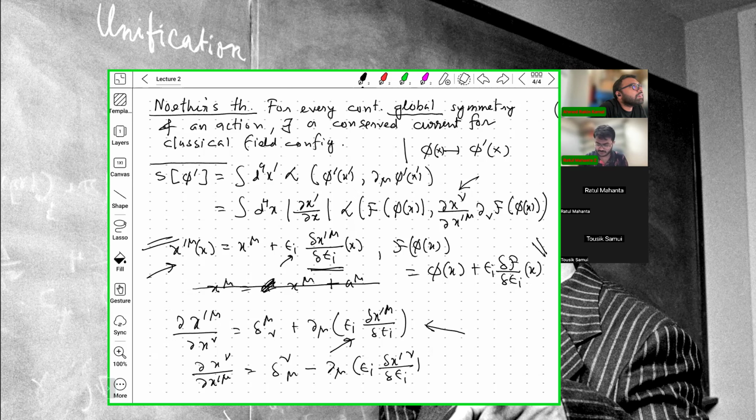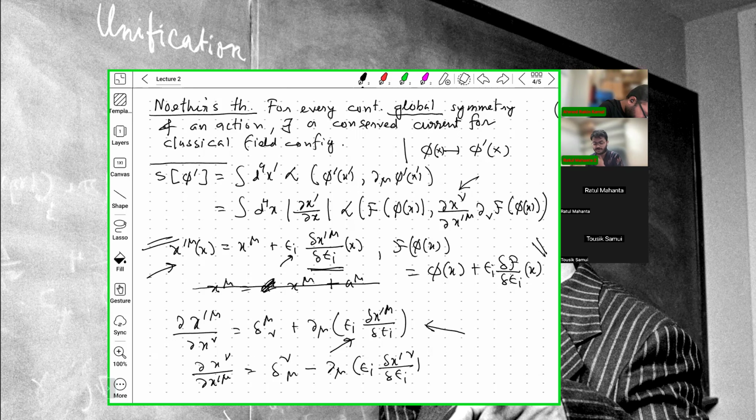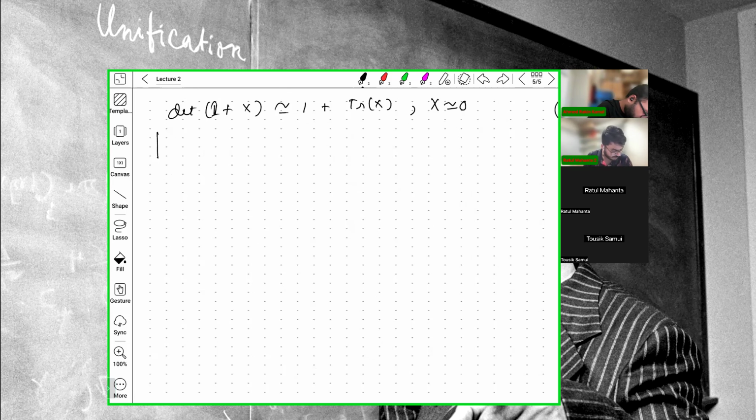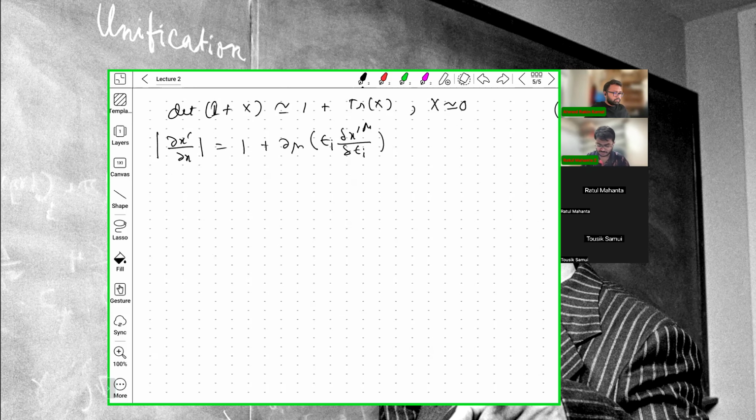One can compute the Jacobian. The Jacobian is the determinant of this matrix, and we know that the determinant of identity plus x is 1 plus the trace of x whenever x is very small, which is true for us because this quantity has infinitesimally small parameters epsilon I. So the determinant of this will be 1 plus the trace, and the trace of this matrix means setting mu equal to nu and summing over mu. That's what we have done here, following the Einstein summation convention. And you can also find this.